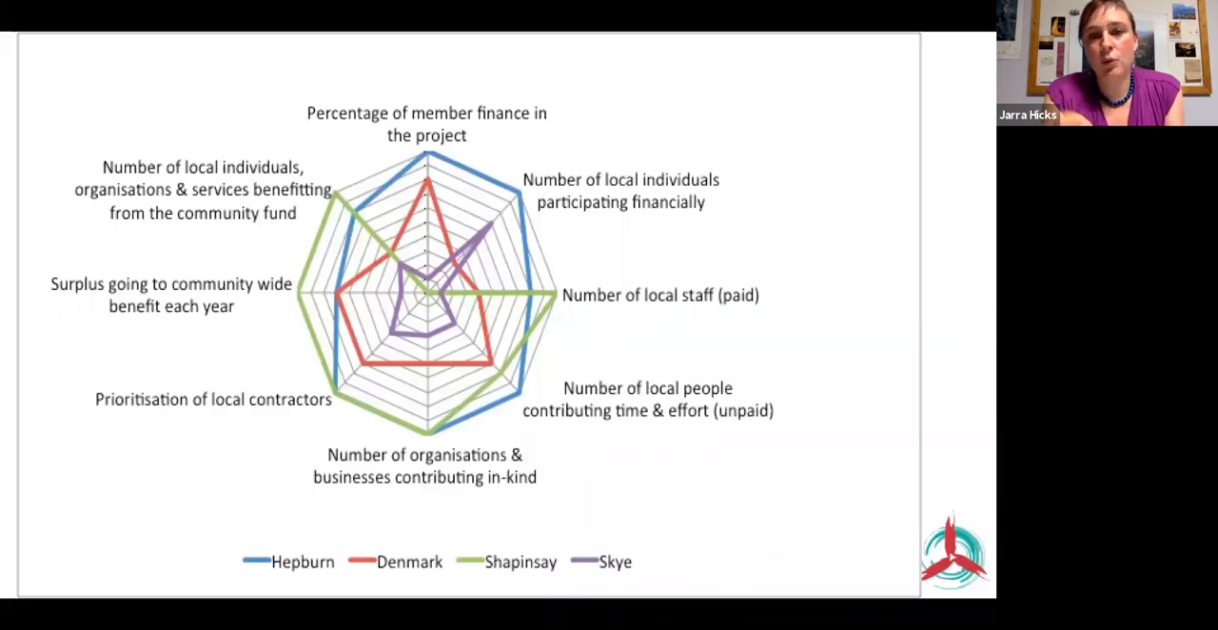And then if you move around one more and you look at the number of individuals participating financially, you'll see again, Hepburn Wind on the outside with 2,000. Skies next with 660 members, and then Denmark with 116, and again, Chaplaincy didn't have any members participating financially.